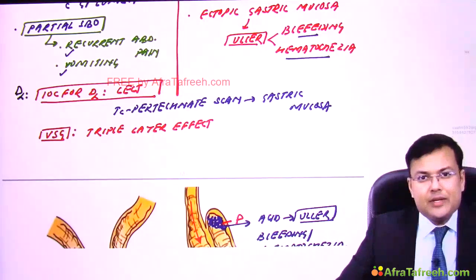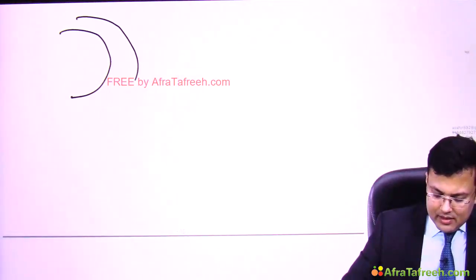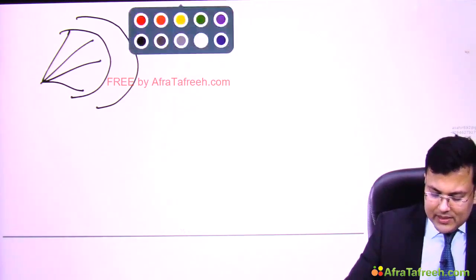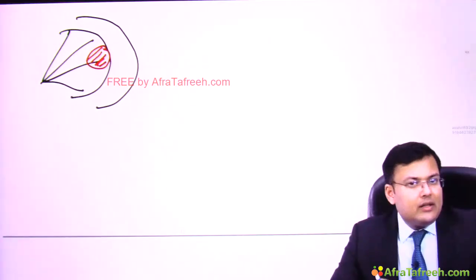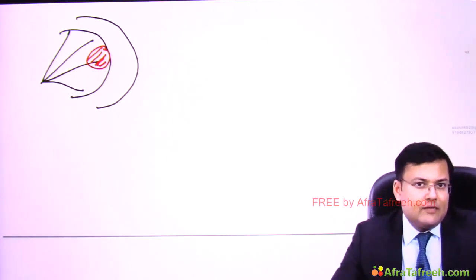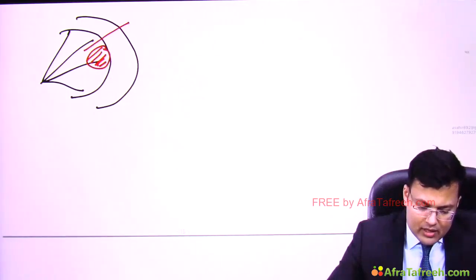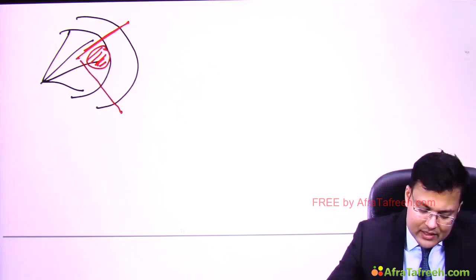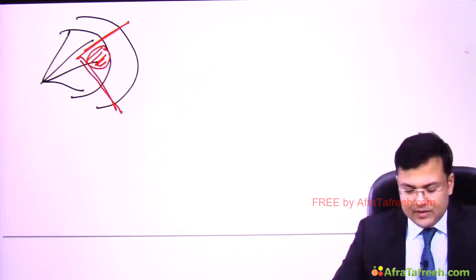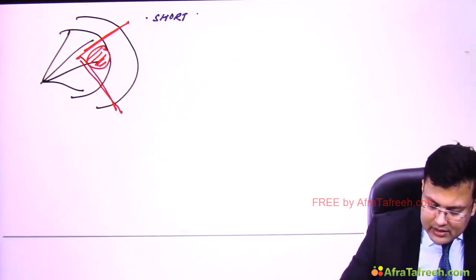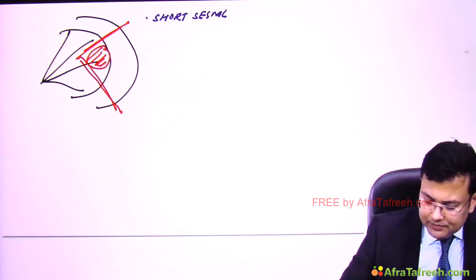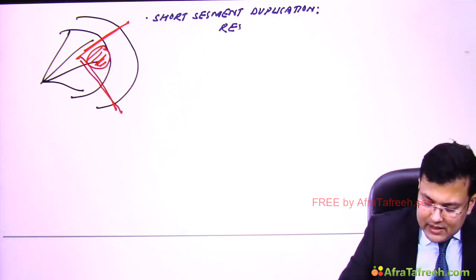Okay, now see the management. Imagine that this is the ileum, this is the mesentery, and this patient is having duplication. Clear? What kind of duplication? If there is involvement of a short segment of bowel. So if there is short segment duplication, in that case we go for resection and anastomosis.